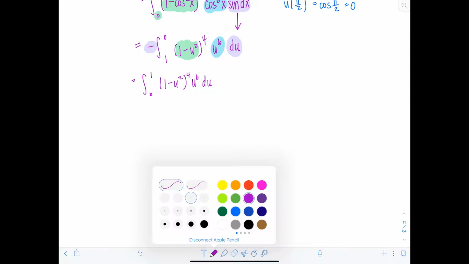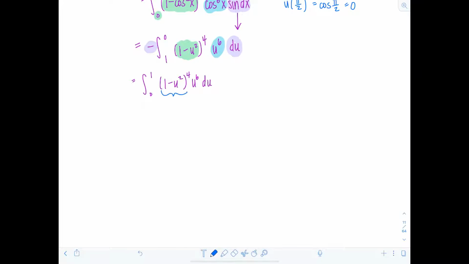So here we go. 1 minus u squared to the 4th. Well, that's 1 minus u squared, squared. Squared. So that's going to give me 1 minus 2u squared plus u to the 4th, squared. So one more time. Okay, and then you just multiply it out and enjoy the process. So here we go. I'm going to distribute the 1.